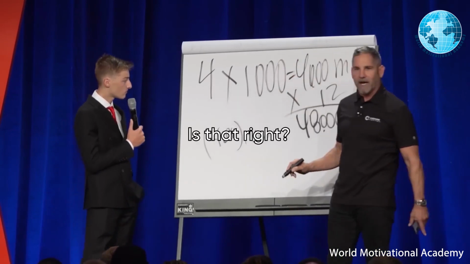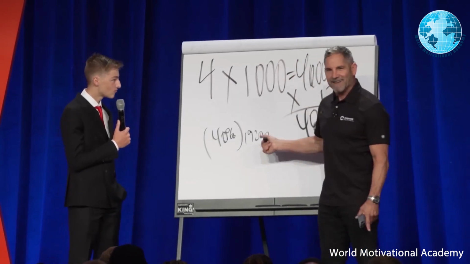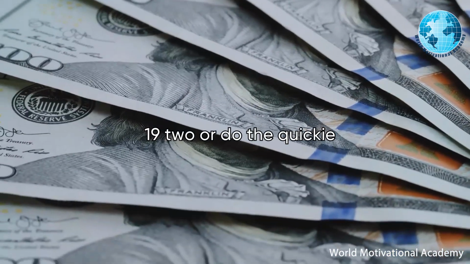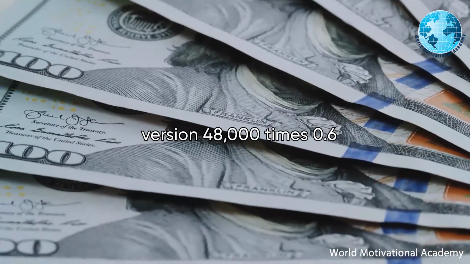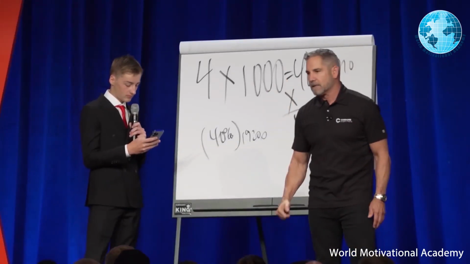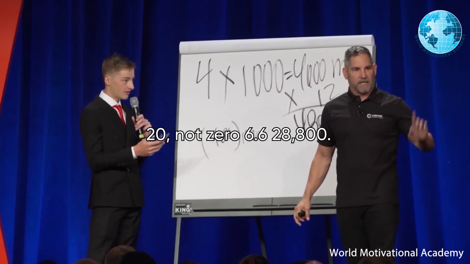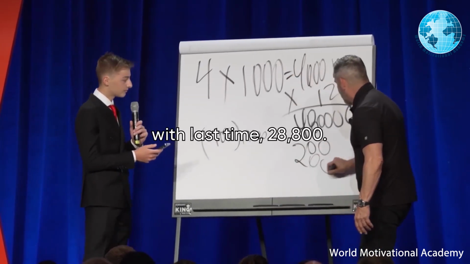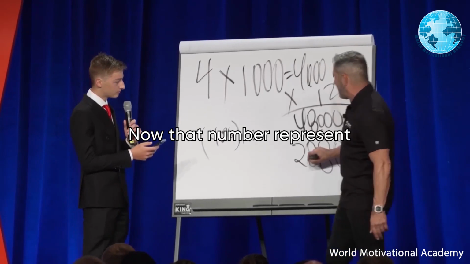$19,200. Is that right? I think it's right. Do 48,000, either minus 19.2 or do the quickie version, 48,000 times 0.6. 28,800. Same number I came up with last time, 28,800. Now, what does that number represent?